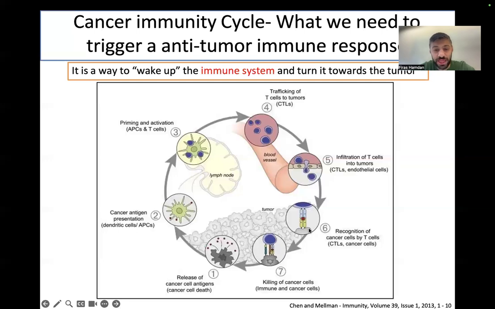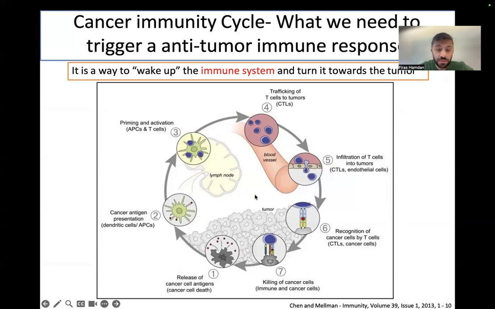Your tumor cells, as we said, are nucleated cells. They do not have MHC2. They only have MHC1, so the majority is MHC1. So it's mostly CD8 T cells that are going to be able to recognize them. And once they recognize, they start to kill. And again, the more killing, the more release of antigens, and the more cycle you get. This is why we call this a cycle, because the more death, the more release of antigens you have.